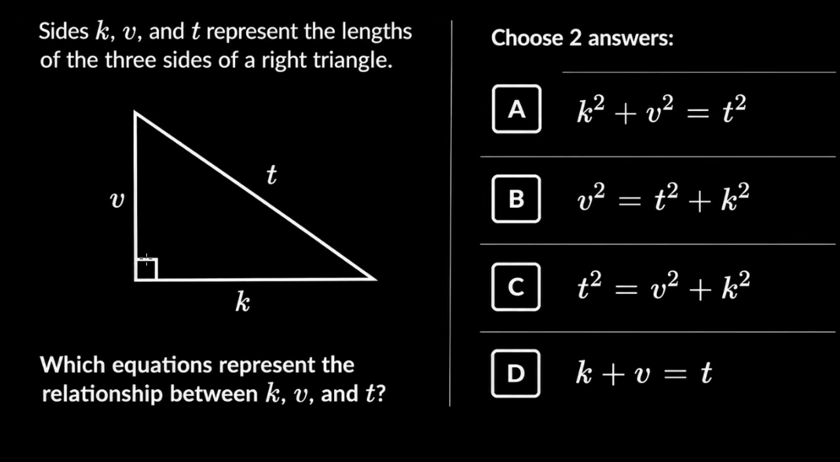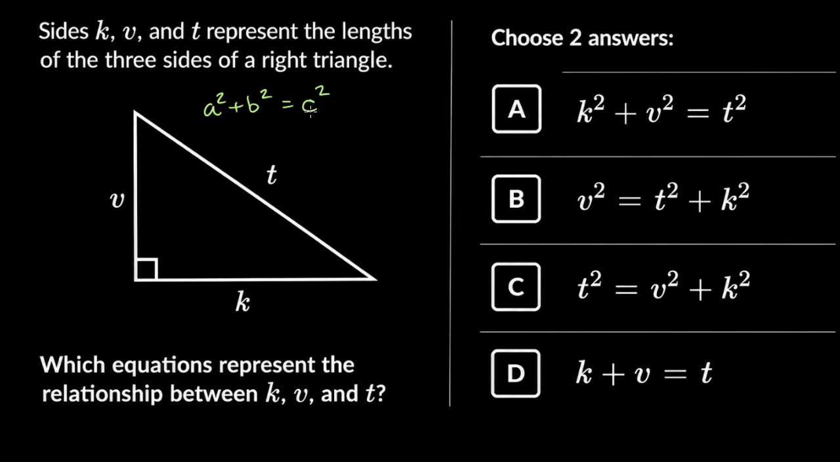Okay, when we're dealing with a right triangle, we can see this is a right triangle. This is a 90-degree angle. We're thinking about the sides of a right triangle and the relationship between them. What should come to your mind is the Pythagorean theorem. And you might be familiar with the Pythagorean theorem as a squared plus b squared equals c squared. And that is indeed the Pythagorean theorem.